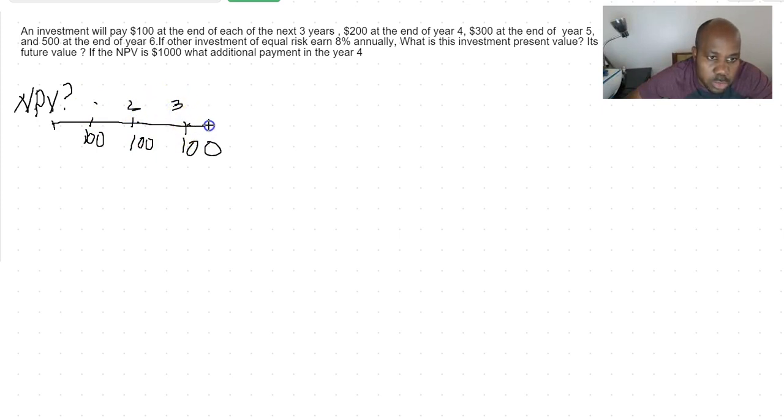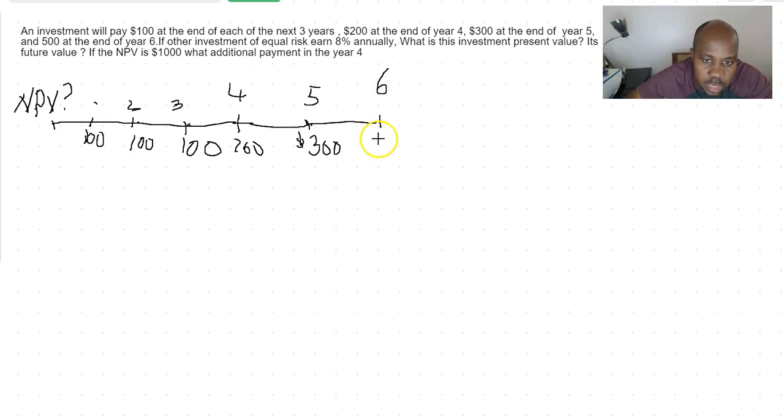But I know also in year 4 I'm gonna have $200, and then in year 5 I'm gonna have 300. By the way, it should be the same distance, so I'm just doing it like that, but properly those segments should be equal. And then finally in year 6 I'm gonna have $500. There you go. That's the situation that we got.